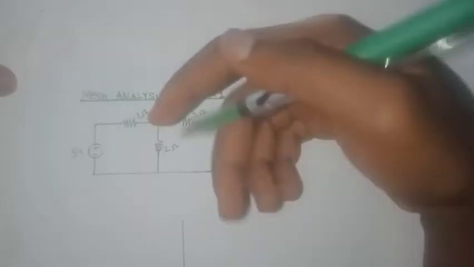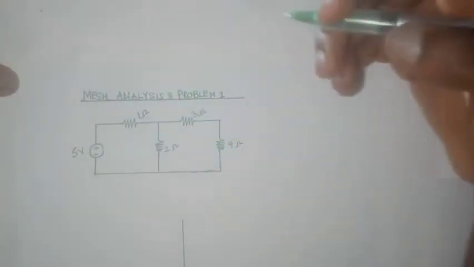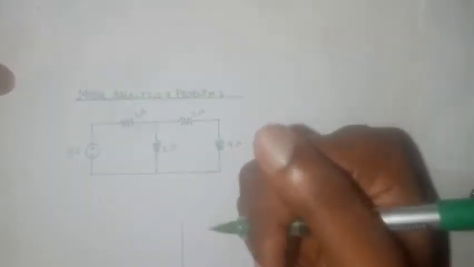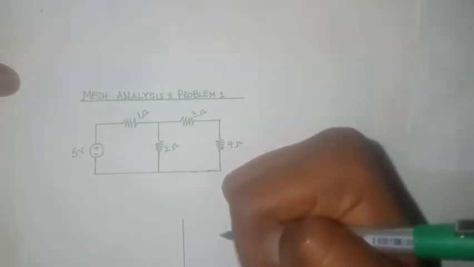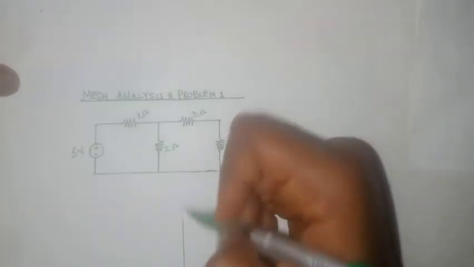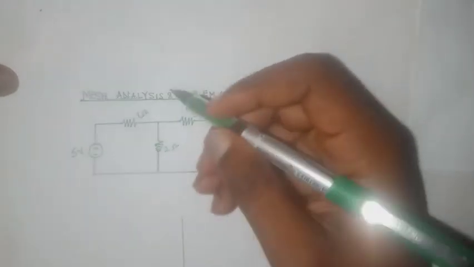This will be our first problem on mesh analysis. I picked this problem because it is quite simple. This is as simple as it gets on mesh analysis. In this video, we are required to find the mesh currents, the currents for each mesh.